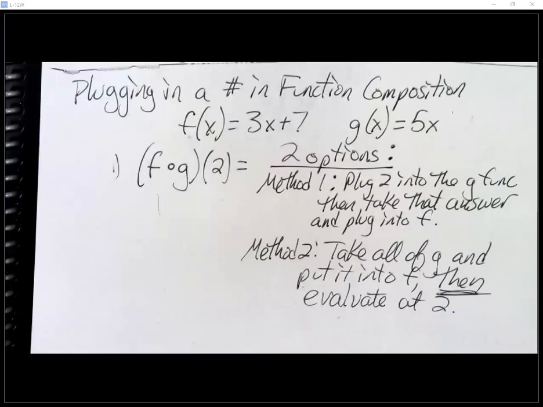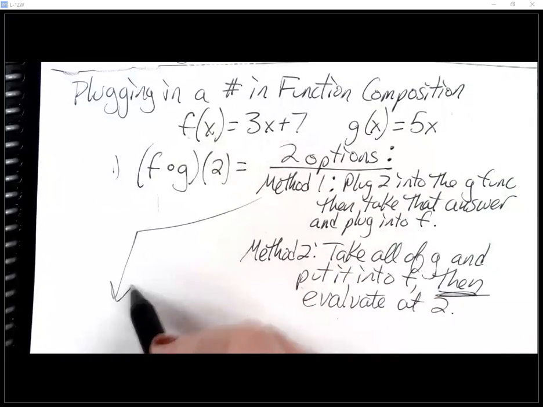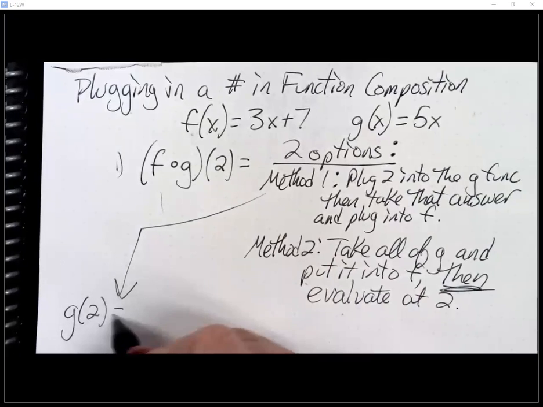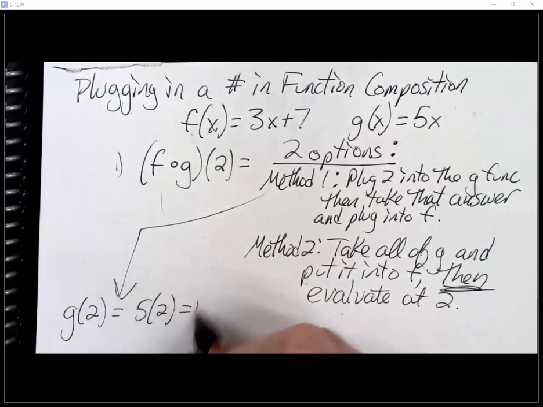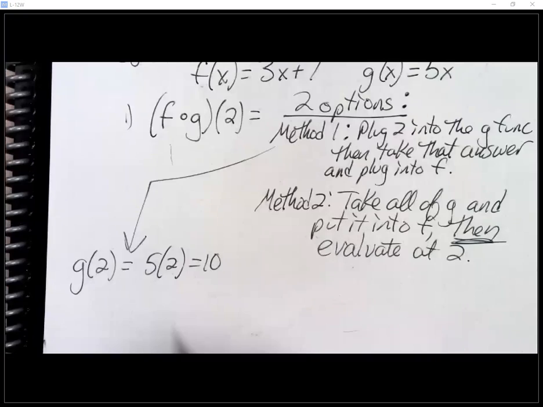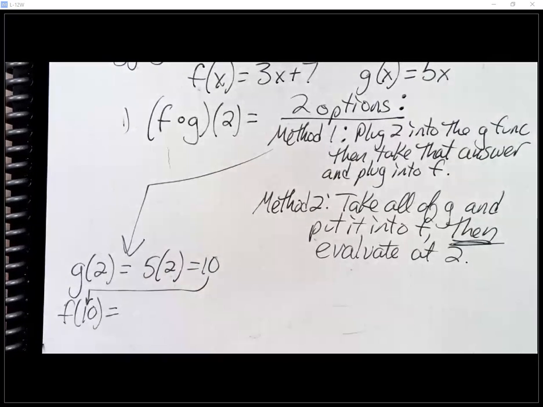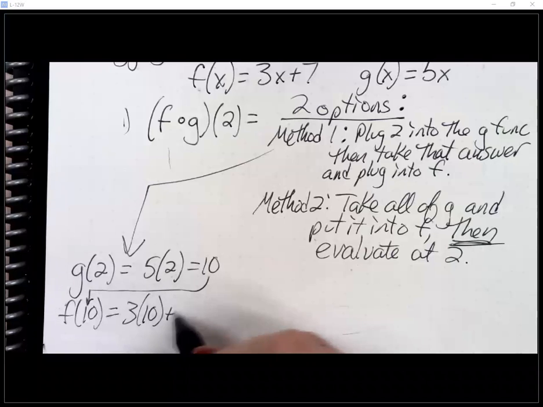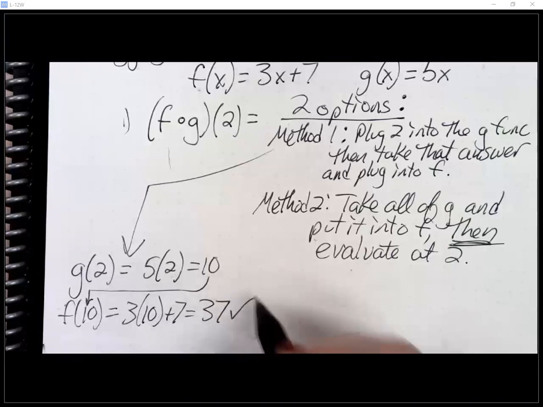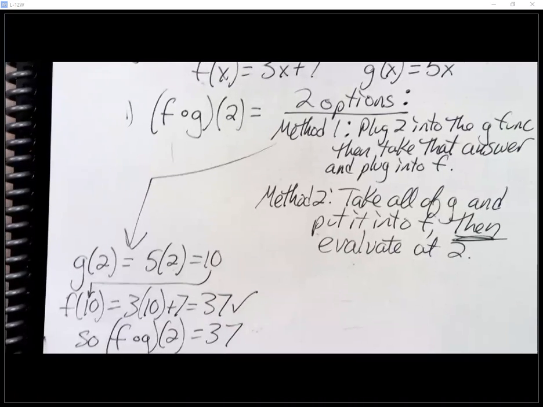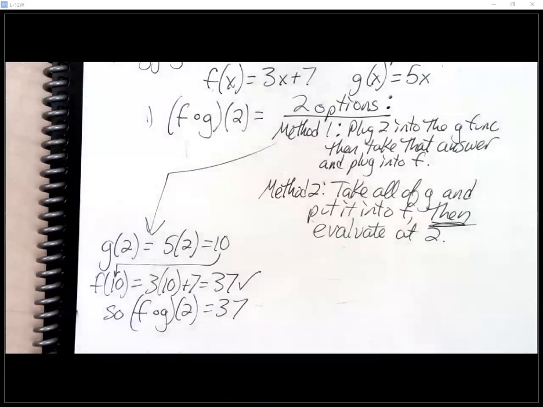Okay, and I'll show you me doing both methods so I can prove to you that you really do get the same thing. So method 1, I would do G of 2, and I find out that that's just 5 times 2 is 10. And then I take that answer, and I now do F of 10. And that gets me 3 times 10 plus 7, or 37 for my final answer. So F of G of 2 equals 37. I think that's easier personally, but that's just me.